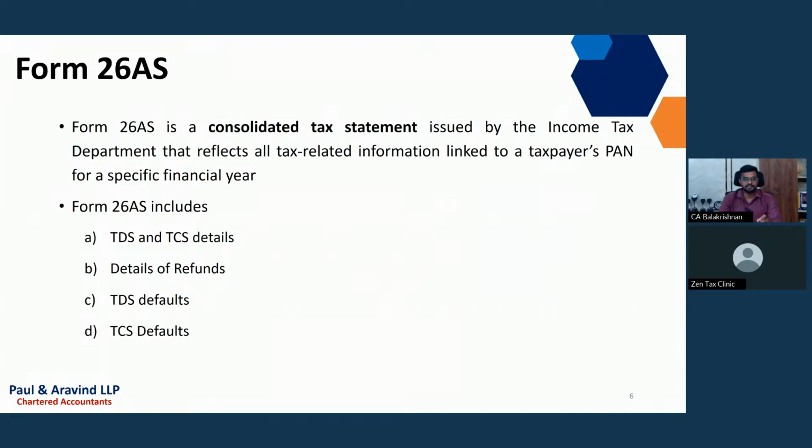And TCS defaults. While we log in to the taxpayer portal, that is, while we get into the 26AS portal, we get an initial notification that we have so and so TDS defaults and TCS defaults. Please check if you have any TDS or TCS default, to quickly check immediately what defaults you have for the respective financial year. It will give the summarized total demand outstanding for TDS and TCS defaults.